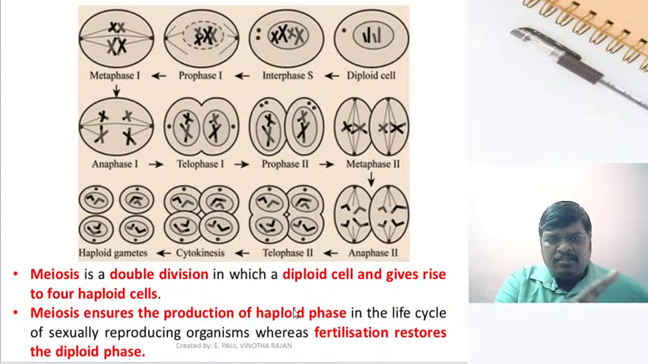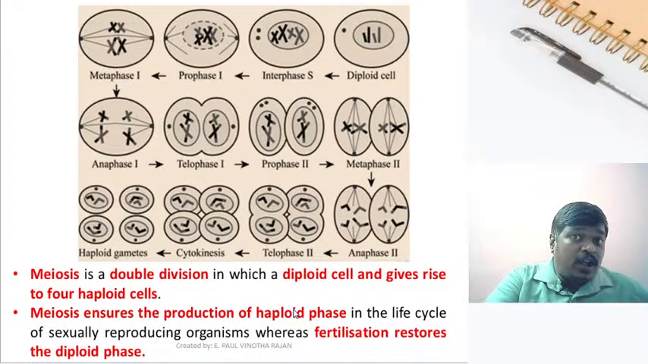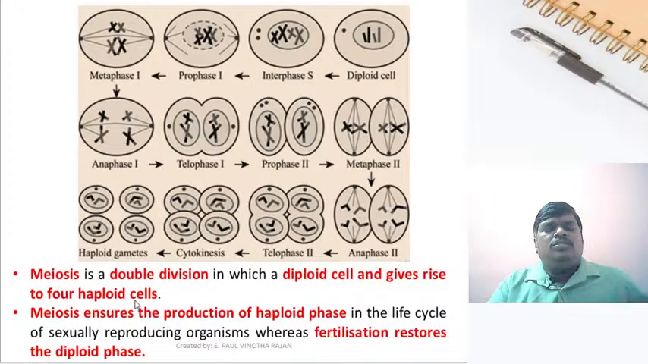Metaphase 1, and then prophase 1, prophase 2, metaphase 1, metaphase 2, anaphase 1, anaphase 2, telophase 1 and telophase 2. So like that, 4 cells are formed, whereas in mitosis only 2 daughter cells are formed.